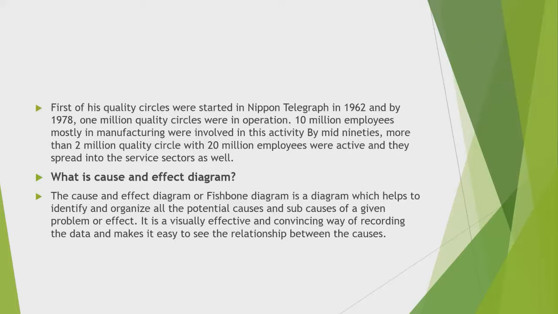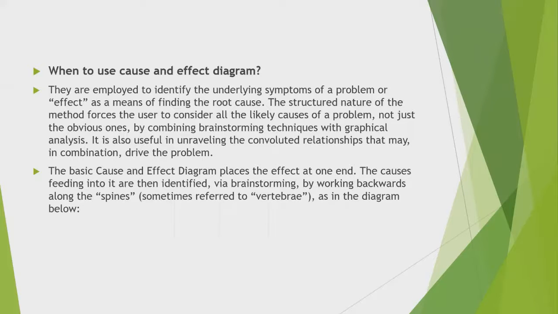What is a cause and effect diagram? The cause and effect diagram, or fishbone diagram, is a diagram which helps to identify and organize all the potential causes and sub-causes of a given problem or effect. It is a visually effective and convincing way of recording the data and makes it easy to see the relation between the causes.